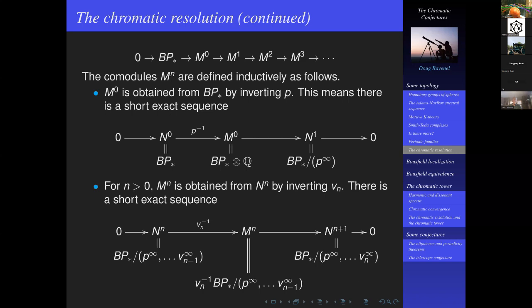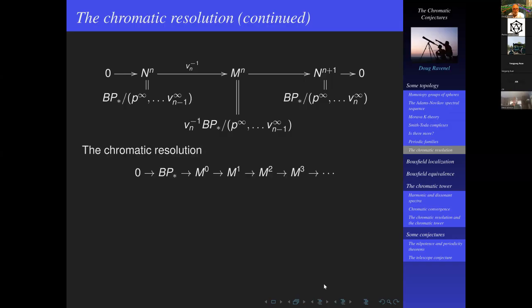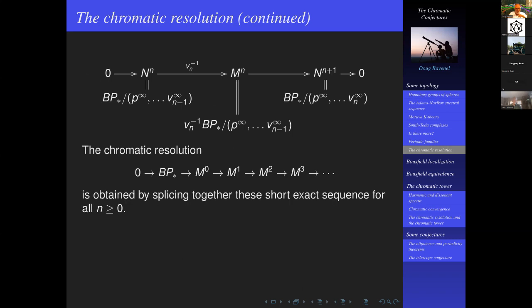Okay, so M^n is obtained from N^n. This is an inductive construction, and at the nth stage, we want to invert little v_n. And we'll get these short exact sequences of BP_* modules. Now, if I have these short exact sequences for each n, I can splice them together and get the long exact sequence that is indicated here. So this is obtained by splicing together all these short exact sequences.